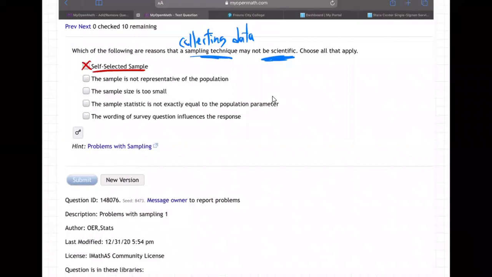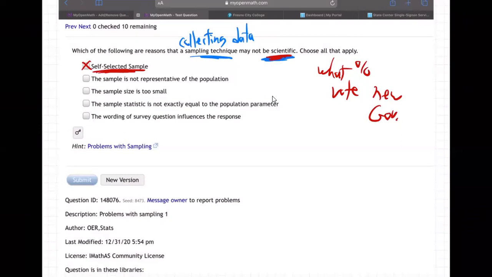All right, so the self-selected sample will make it unscientific. In other words, you can't just pick the people you want to pick. If you want to get to the truth, say you really want to know what percentage are going to vote next month to get rid of the governor, to get a new governor, you can't just ask your friends. A self-selected sample is not a scientific method. It's not going to get you the truth.